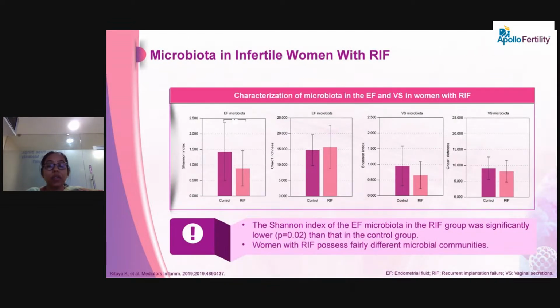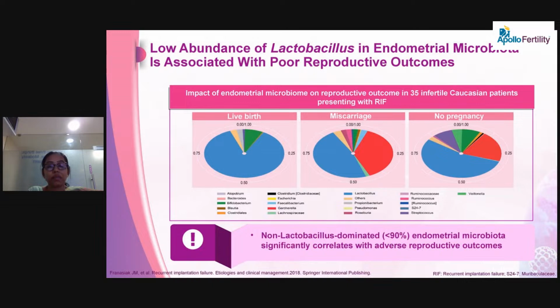Next, looking at the microbiota of infertile women with recurrent implantation failure. People with recurrent implantation failure might have an altered microbiota in the endometrial cavity, which is usually ignored. When they looked at the microbiota of RIF patients, the women with RIF were found to possess fairly different microbial communities. That could have been the reason for the failure of implantation.